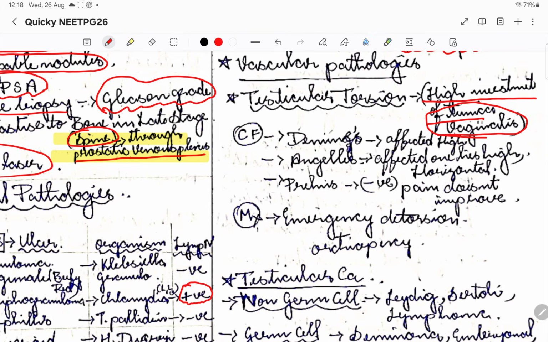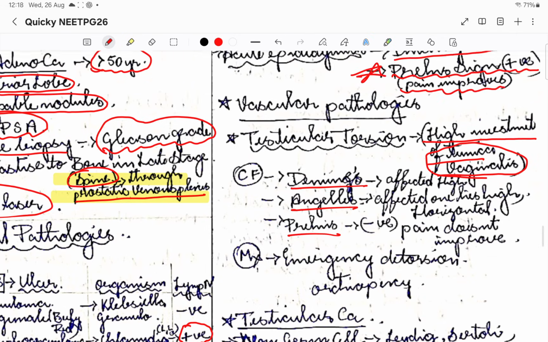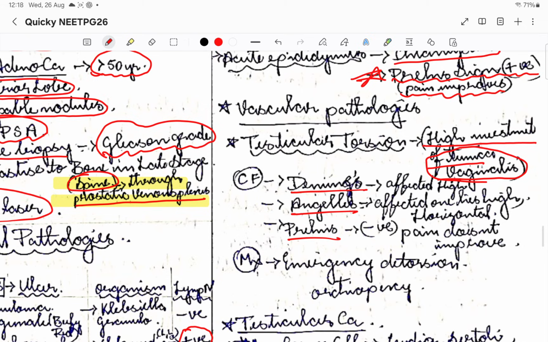There are three signs that are important: Denin sign, angel sign, and Prenz sign. So Prenz sign in epididymitis was positive, whereas here it is negative, meaning the pain doesn't improve on elevation of the scrotum. Okay, so that is how we can diagnose just by examining the testis. By examining, we could know whether it is acute epididymitis or torsion, because in both it is painful, right? So that is how we can diagnose it.